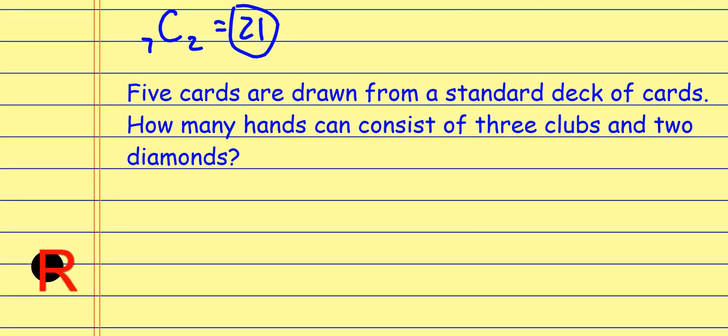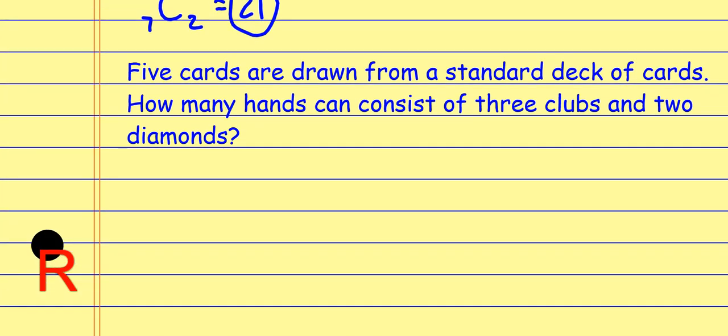This one, 5 cards are drawn from a standard deck of cards. How many hands can consist of 3 clubs and 2 diamonds? And see, the interesting thing here is I'm choosing from 2 distinct categories. I'm choosing from the clubs, and then I'm choosing from the diamonds. I have to do a permutation or combination for each of those. So let's decide, does order matter? Again, I'm trying to talk about the cards I have in my hand. Does it matter what order I receive those cards, or does it only matter which cards I have? And the answer is it only matters which cards I have. So order does not matter here. I can get the cards in any order. What matters is which cards I have.